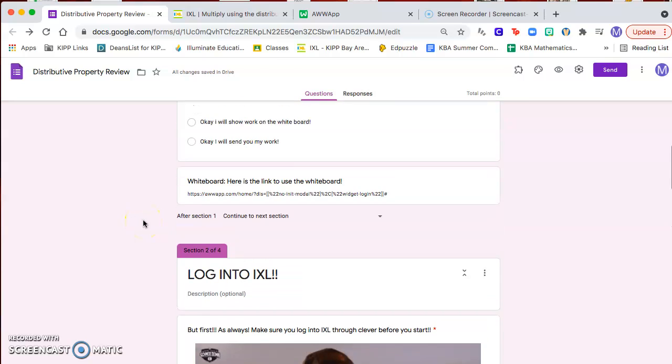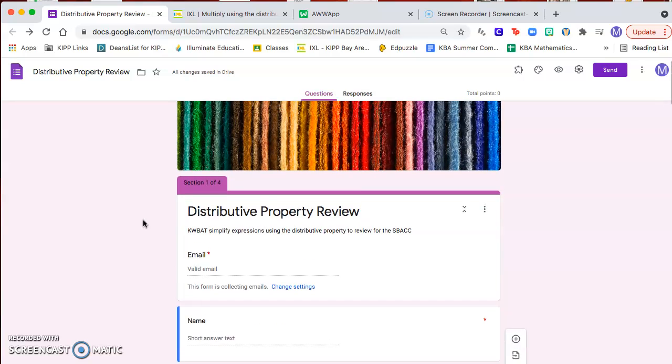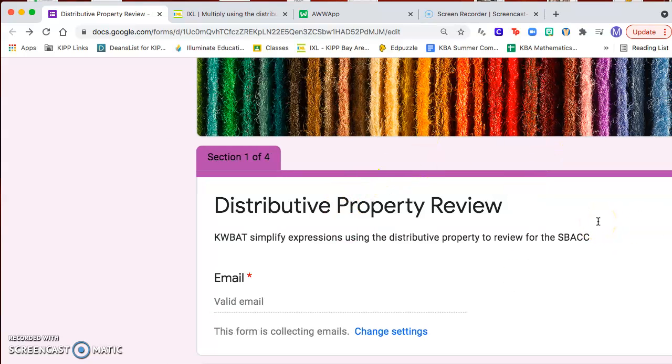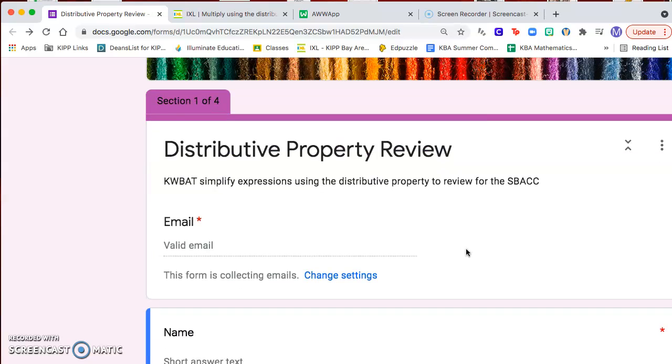Alright, so today we are going to review the distributive property, and the reason why is because a lot of you guys actually asked that you forgot how to do this, and this shows up on the SBAC a lot, so we are going to review it to make sure that next week you remember how to do this.